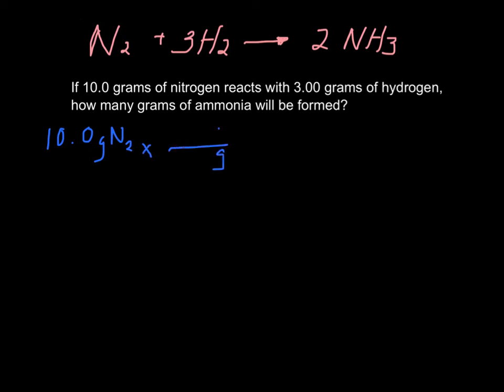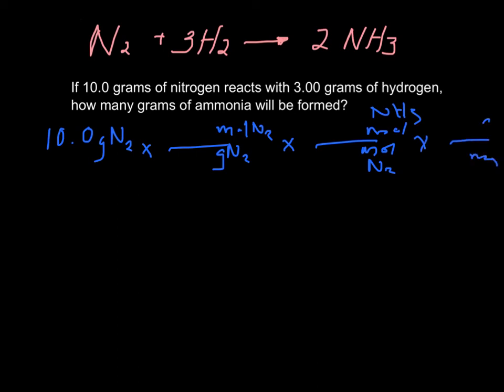So I'm going to change grams of nitrogen to moles of nitrogen. And then my all-important mole ratio, so moles of nitrogen to moles of ammonia. Okay. And then we're going to change moles to grams. So nitrogen N2 weighs 28.02 per mole. There's a 1 here and a 2. Remember, that's the stoichiometry from the coefficients. Okay. And ammonia weighs 17.04. So that gives us 12.2 grams of ammonia.